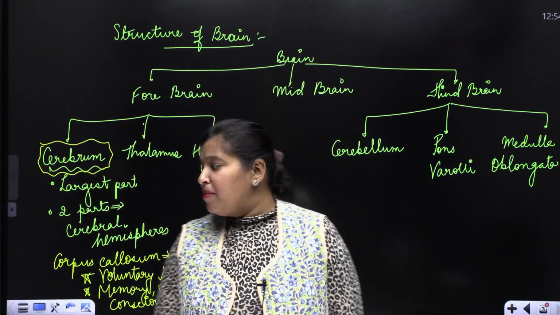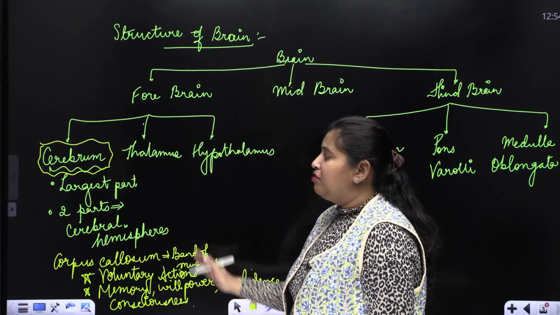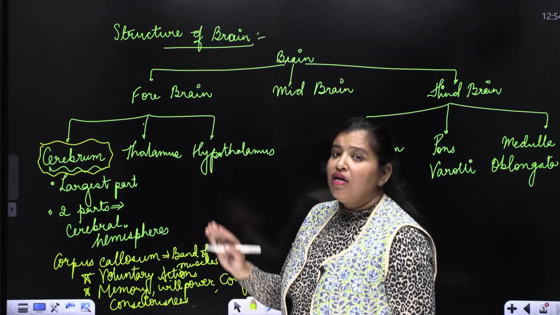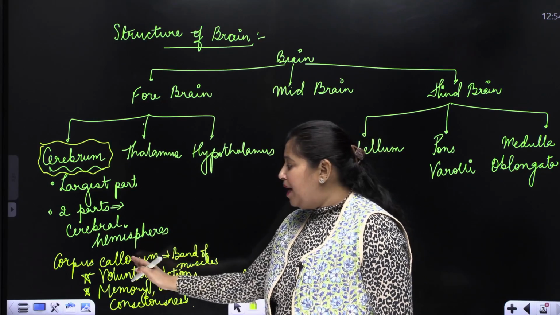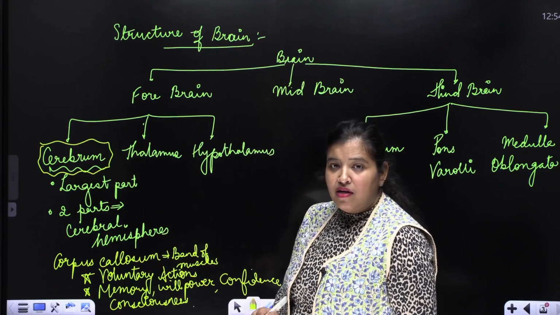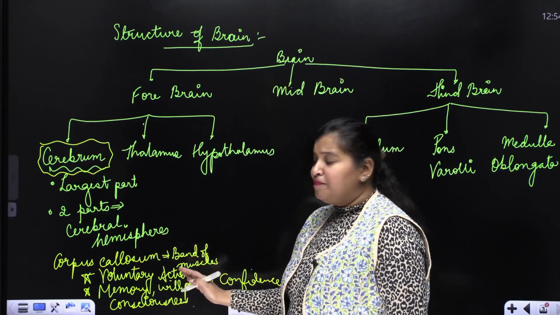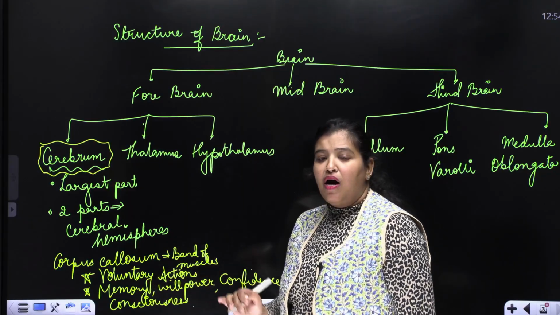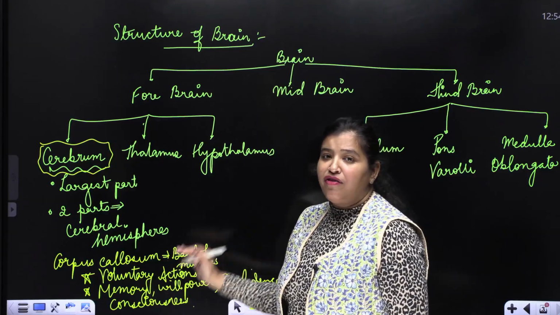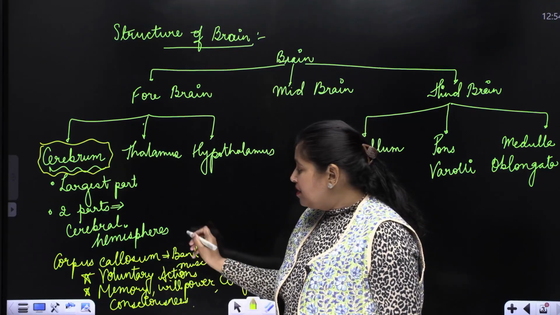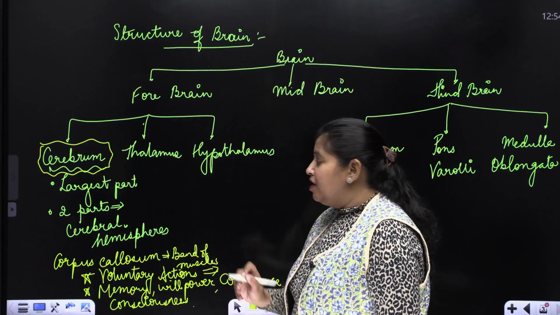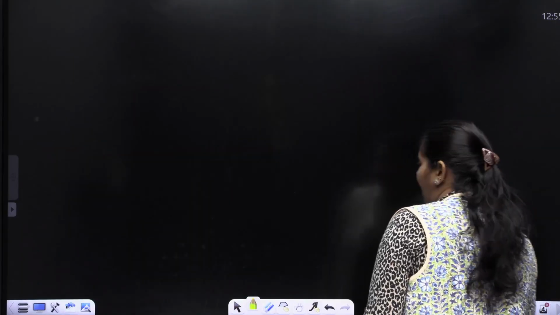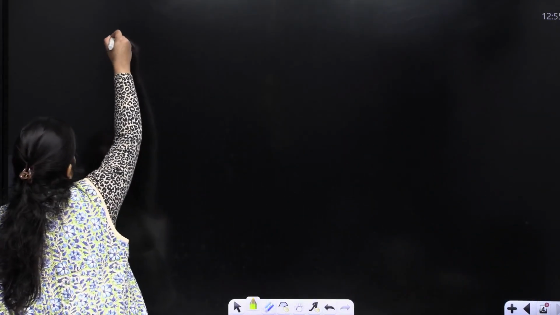So you need to keep in mind these few points about the cerebrum. It is the largest part of the brain. It has two hemispheres connected by a band of muscles called the corpus callosum. It controls the voluntary actions, the memory, the willpower, the consciousness, the confidence, everything is controlled here. And why is it able to control these voluntary actions? Let us quickly have a look at that part also.